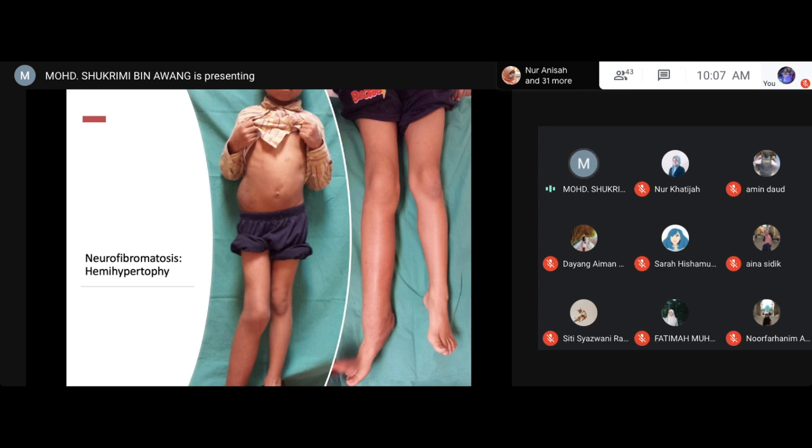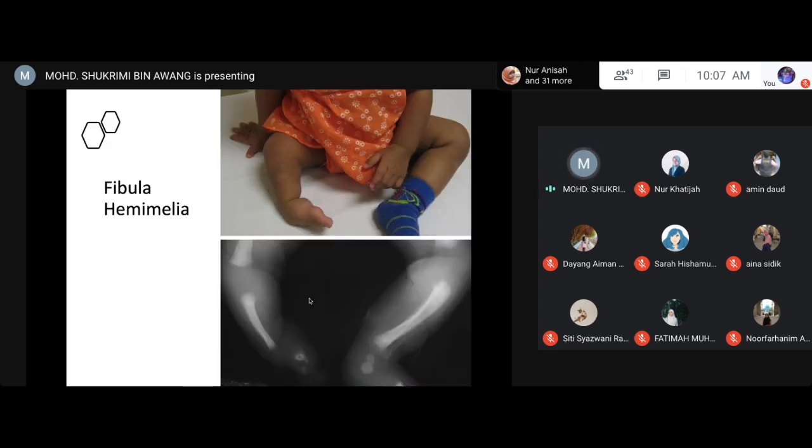Okay, in this case, you see this is quite normal limbs, but over here you see that the limb is short and not well formed. Obviously, the tibia is shorter than the normal side, and the foot is not well formed. This patient is around 1 year plus. In the X-ray, you can see here 2 bones, and here only 1 bone, and the ankle is not well formed. So this one we call hemimelia.